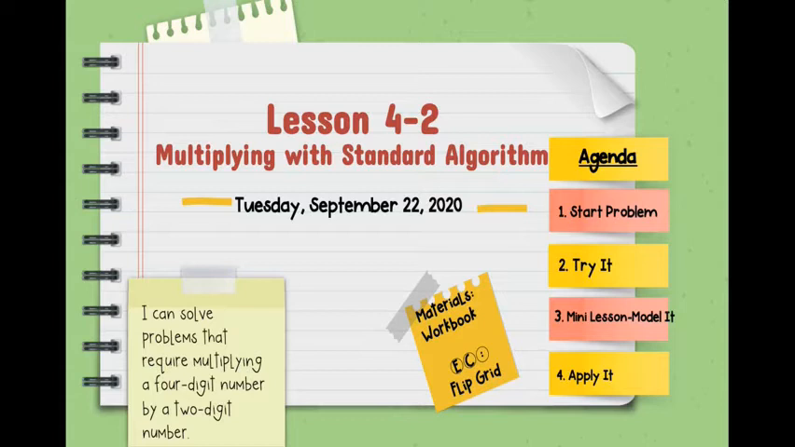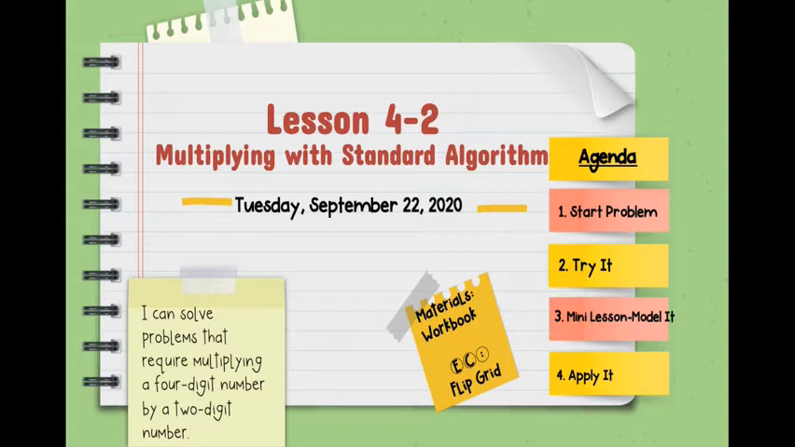So looking at our agenda, we're always going to start off our math block with a start problem to get our minds thinking for the day. Then you're going to have a try it problem. And this is where you use your prior knowledge to try to solve a problem that I pose. There's going to be a short little mini lesson on standard algorithm. And then you're going to apply what you know. And today, you only have 3 problems, and I want you to use whatever strategy works for you.